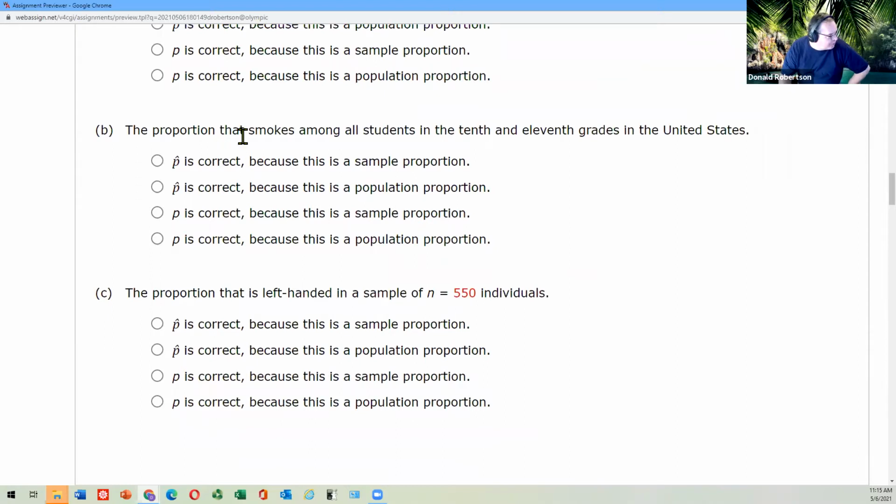The proportion that smoke amongst all students, oh, there's our fancy word, all. Do you see that's going to be a population number now, right? You've asked everybody. And since it's a population number, it's a P. And P's always go with population, and P hats always go with samples, right? You'll never have a sample proportion called P. They're always called P hat. You will never have a population proportion called P hat. They're always called P.